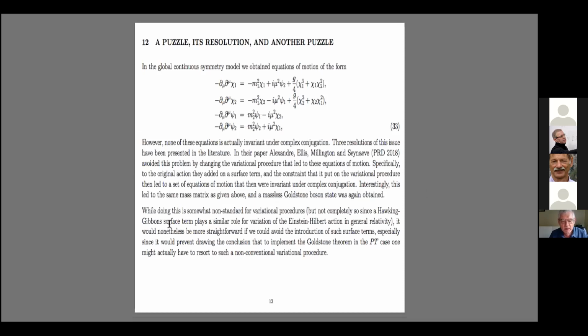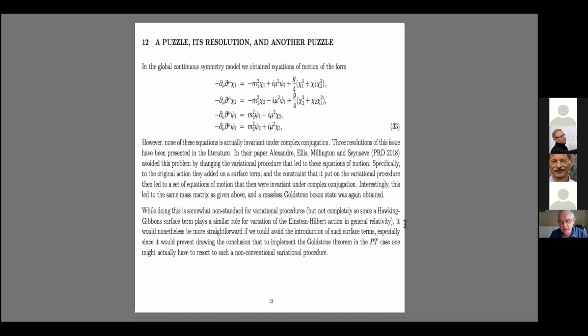Now, doing this is non-standard for variational principles, but it's not completely non-standard, because this is what a Gibbons-Hawking surface term does in the Einstein-Hilbert action in general relativity. Let me just comment. The Einstein-Hilbert action contains not just the first derivative of the metric, but also the second derivative. Consequently, if you do a variation, then at the endpoints of the variation, you would have to hold not just the metric constant, but also the derivative of the metric. And that's an over-constrained system because it's a second order theory, and you can only hold one constraint at the beginning of the integration and one constraint at the end. So they introduced a surface term which took care of the second derivative.